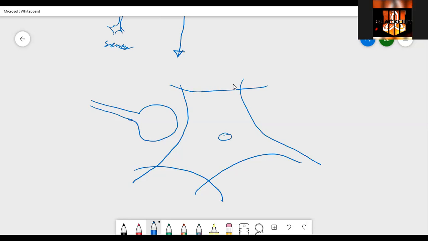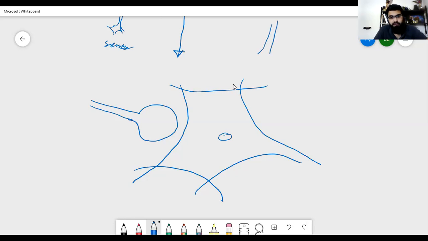The knob is connected with dendrites, right? It could be with dendrites or with the cell body, no problem. It could be with the dendrites or with the cell body itself, because the dendrite is an extension from the cell body.